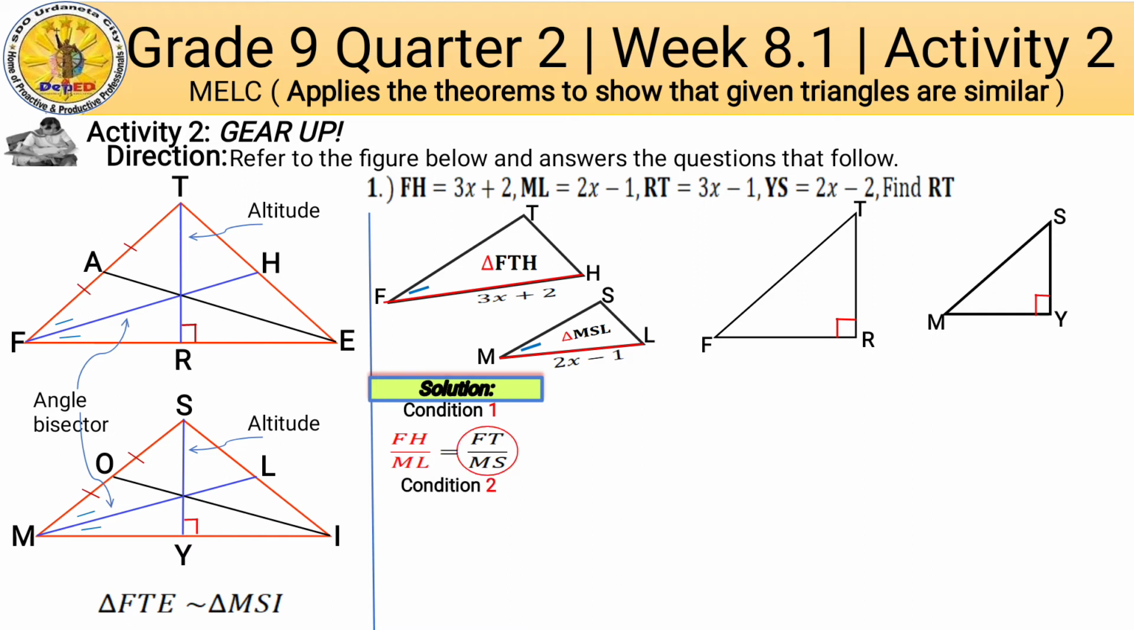For our second condition, using triangle FTR and triangle MSY, the proportion is the ratio of the altitudes RT and YS, which is equal to the ratio of side FT and side MS. Again, FT and MS are the sides in common.